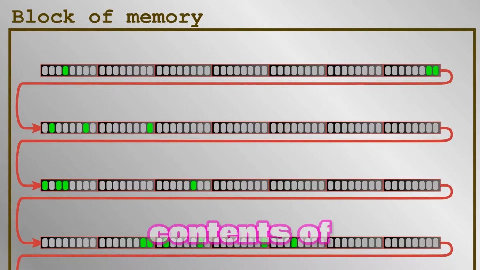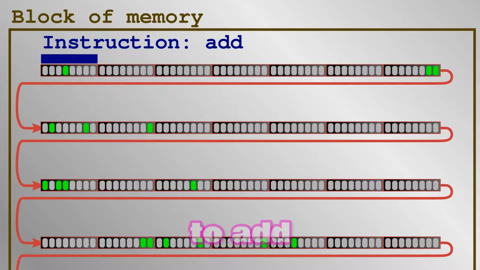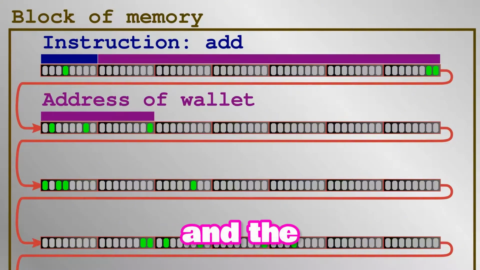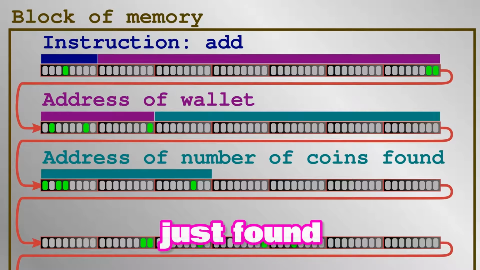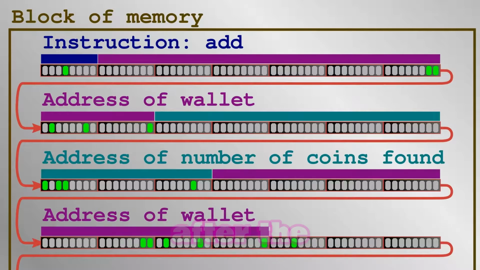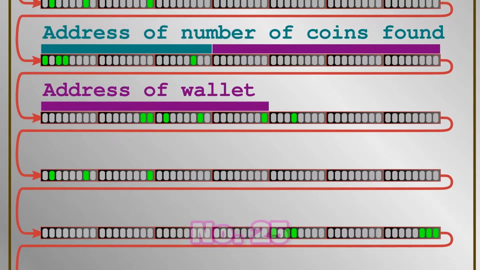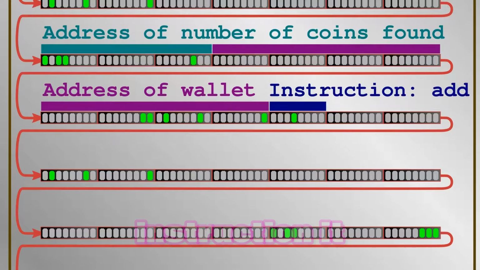This is what the contents of memory might look like. Byte number 0 is the instruction to add. Then come two addresses, the address of the wallet total and the number of coins the player has just found. The third address is the wallet again. After the addition, the wallet total will be overwritten. No matter what, the computer will now interpret byte number 25 in memory as an instruction.